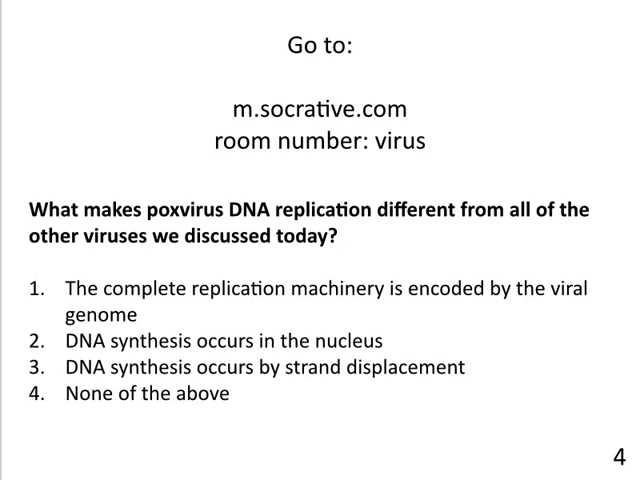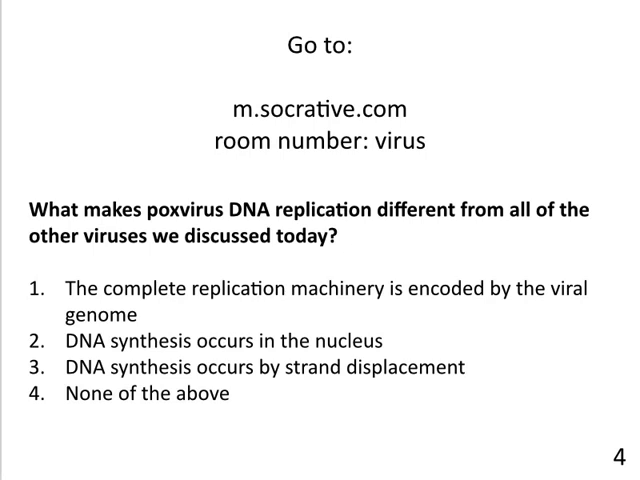Looks like number 1 is the most, and a little bit of number 4, none of the above. All right, number 1, of course, the complete machinery is encoded by the viral genome. Complete is the key because the others only encoded part of it. DNA synthesis occurs in the nucleus. That's not true. It occurs in the cytoplasm. DNA synthesis occurs by strand displacement. That's true for pox, but it doesn't make it unique.